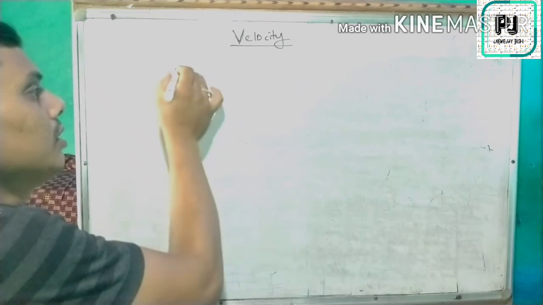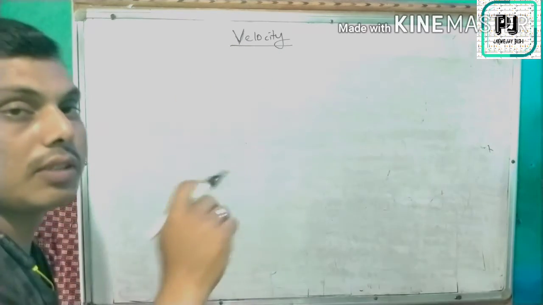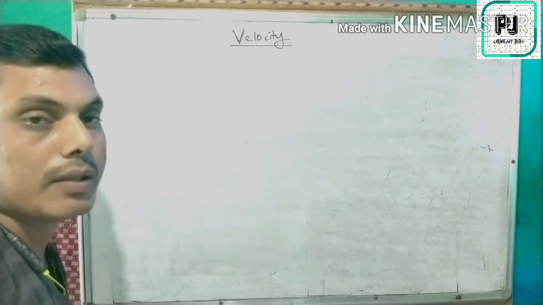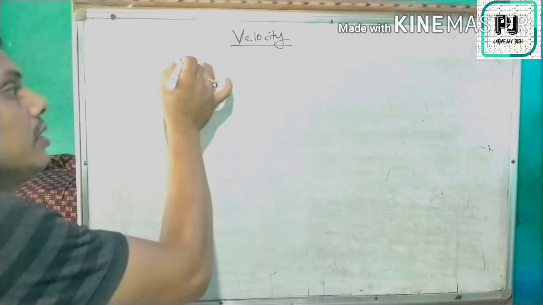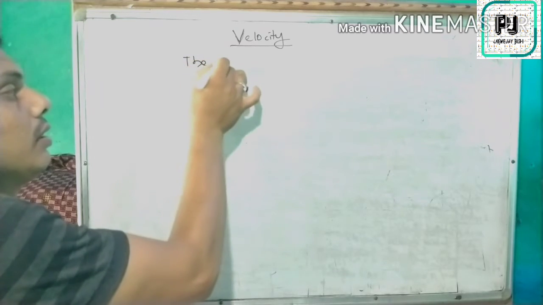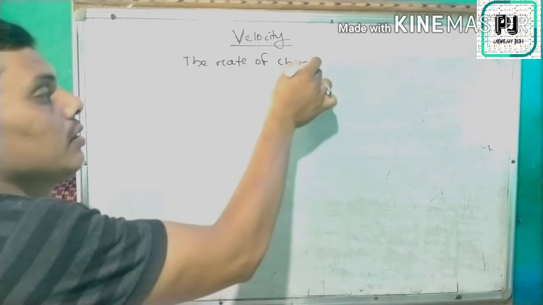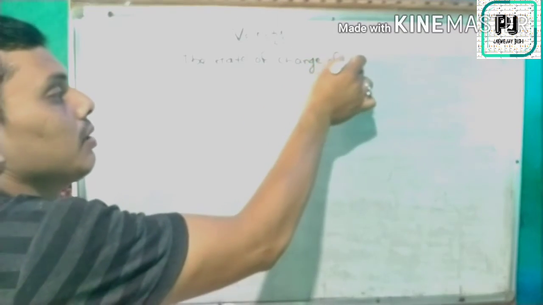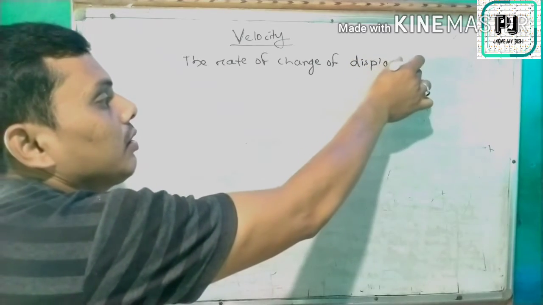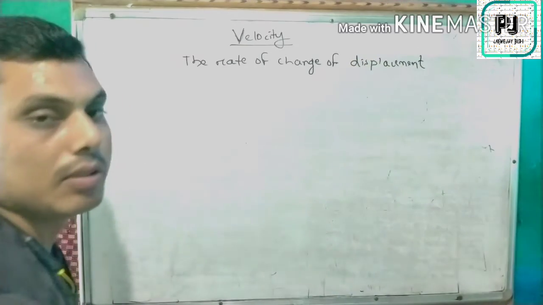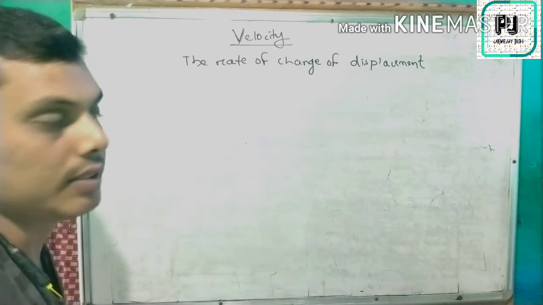Velocity is defined as, for the definition of the velocity, the first thing is the meaning of the velocity. This is the rate of change of displacement. When there is a rate of change of displacement, this is called the velocity. So first, let's know how we can define these things.